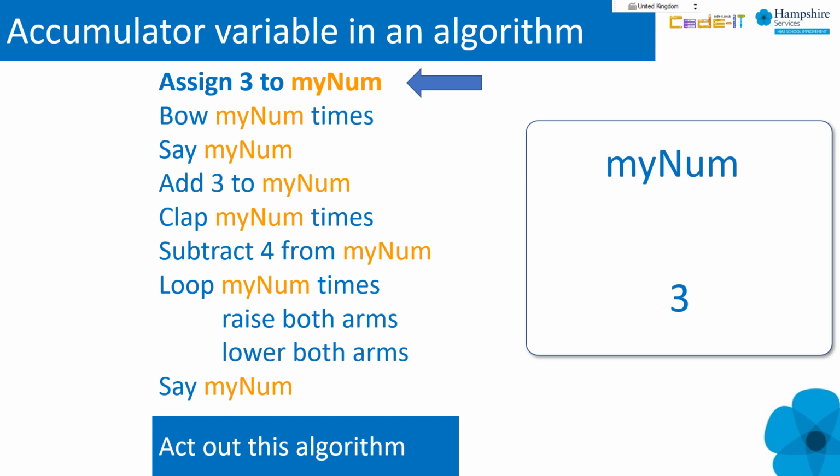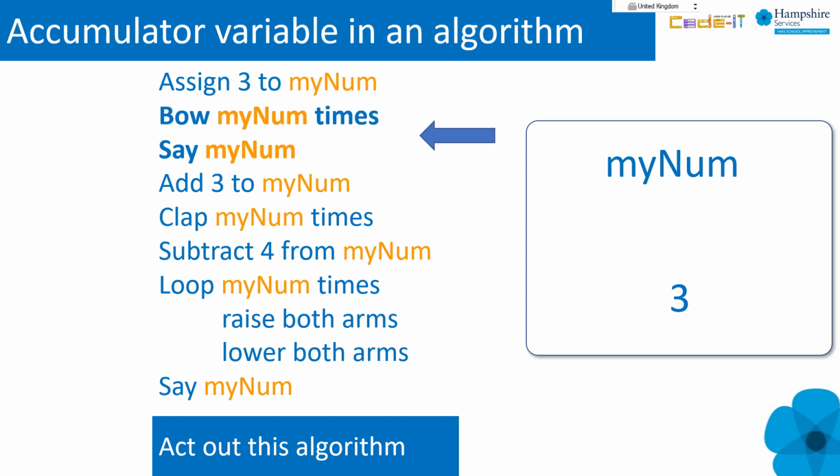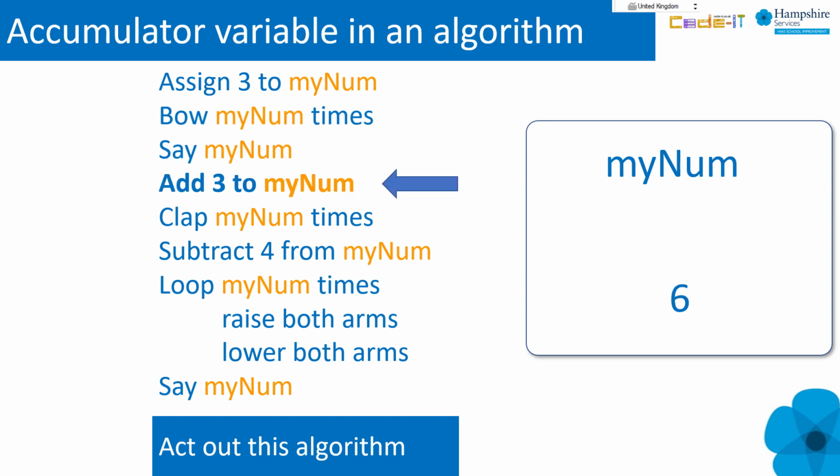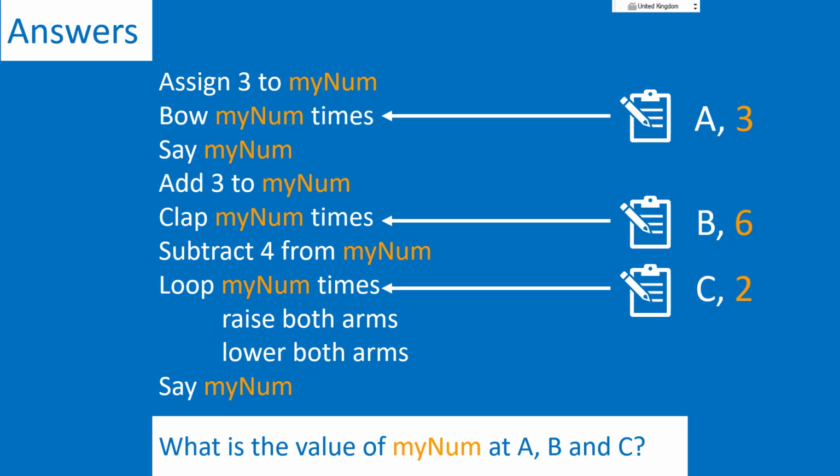We can write my num on a whiteboard and assign the value as 3. Now we can bow 3 times and say 3. Next we can add 3 to our my num value, making it 6 on the whiteboard. Now we can clap 6 times. We can then continue this for the rest of the algorithm before asking pupils to act it out themselves.